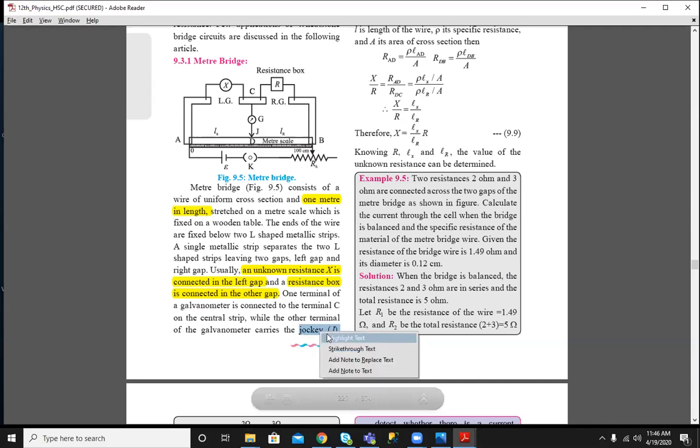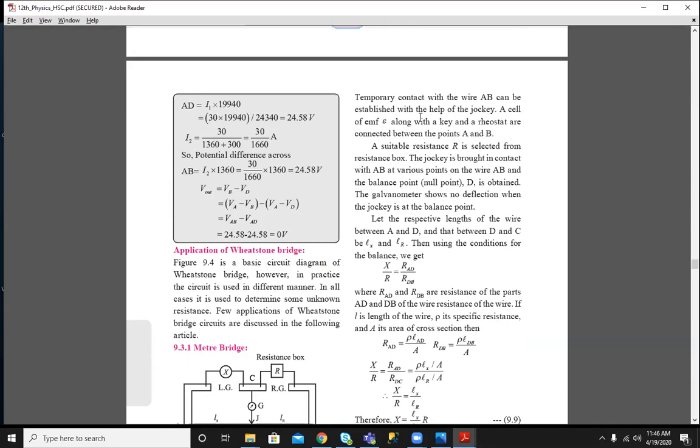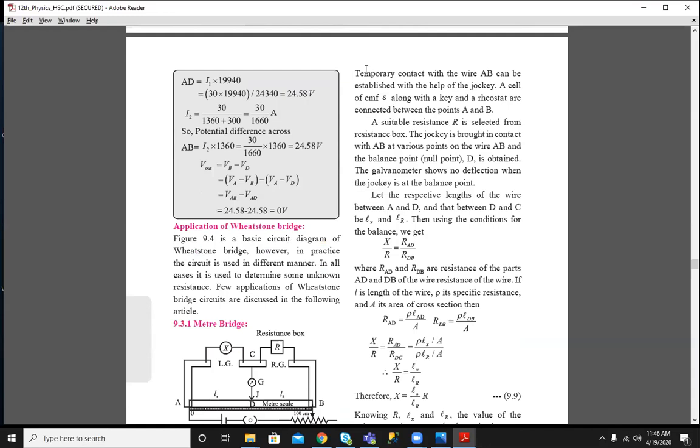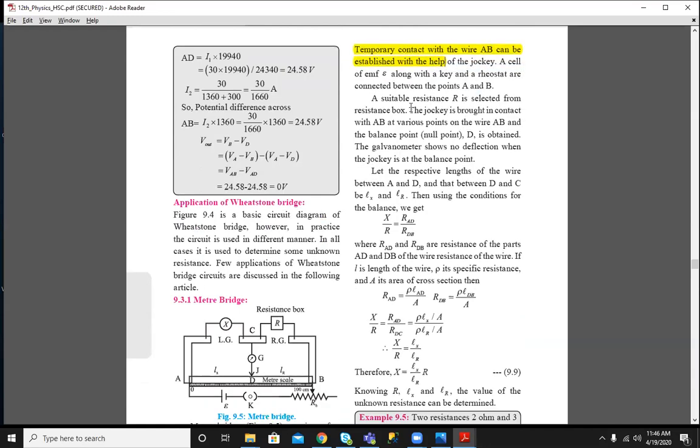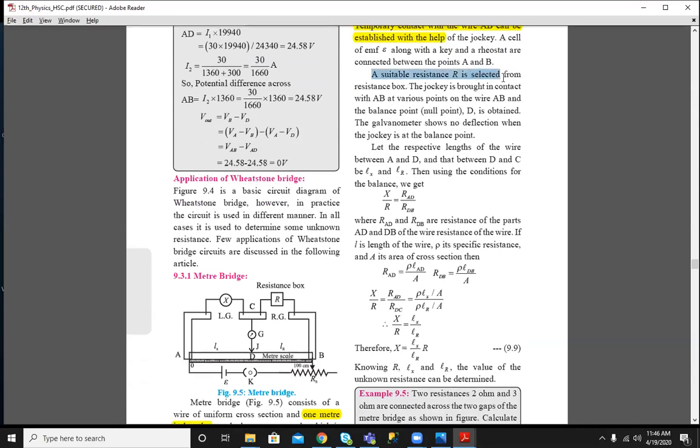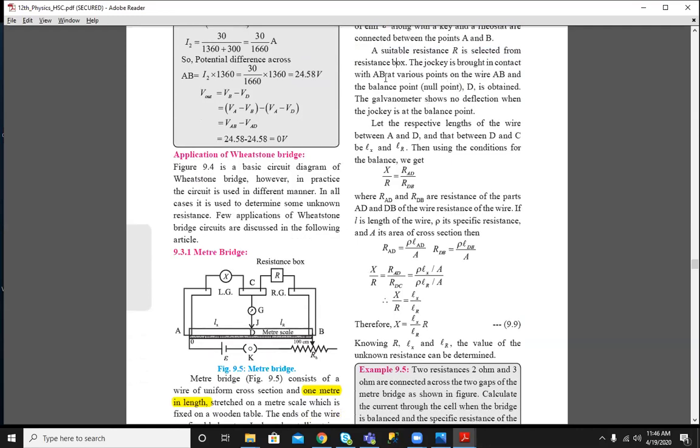A jockey is a moving conductor. It has a temporary contact with the wire AB. So as a suitable resistance R is selected from the resistance box, the jockey is brought in contact with AB at various points of the wire AB.